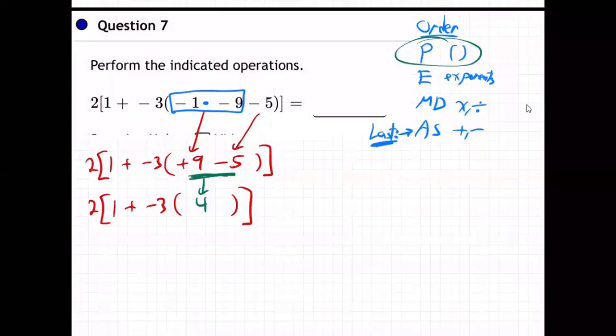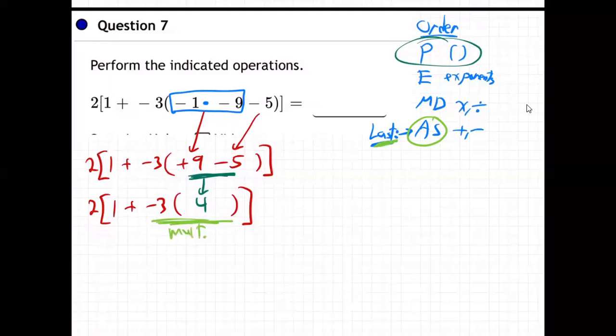What do we do next? Can I come over here and can I add and subtract these guys? No, remember, adding and subtracting is last. So can't do that. Well, what do I do instead? I multiply these guys.